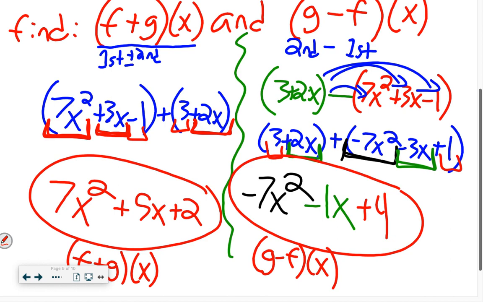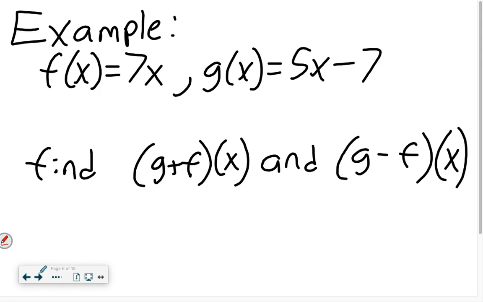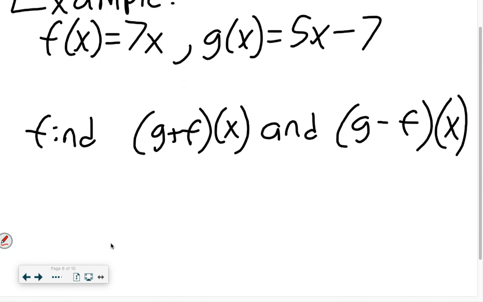So let's go on to do one more example before we hit multiplication. Please do this one on your own first, so feel free to pause the video and try these, and then I'm going to do them for you guys, okay? All right, so find g plus f of x.